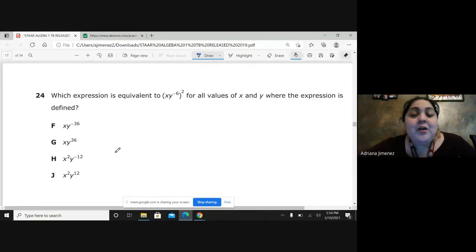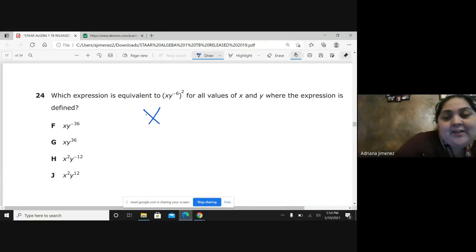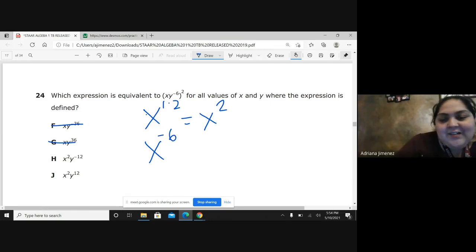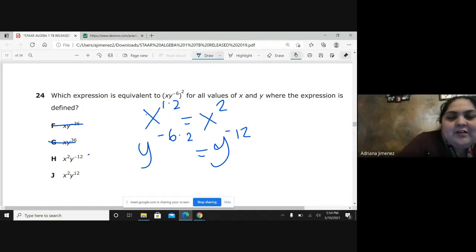Okay, and I'm going to multiply. So I have x1 times 2. That's x2. So I eliminate all the ones that don't have x2. Then it's x -6 times 2. That's, I'm sorry, not x, that's y. So this is y -12. There you go.